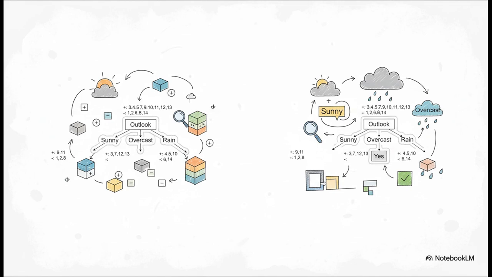Now, that first split divides our data into 3 piles. And look, check out that middle branch for overcast. All 4 examples in that group are yes. That means this node is 100% pure. There's no uncertainty left. So the algorithm just stops right there and makes it a yes leaf node. One whole part of our tree is already finished.